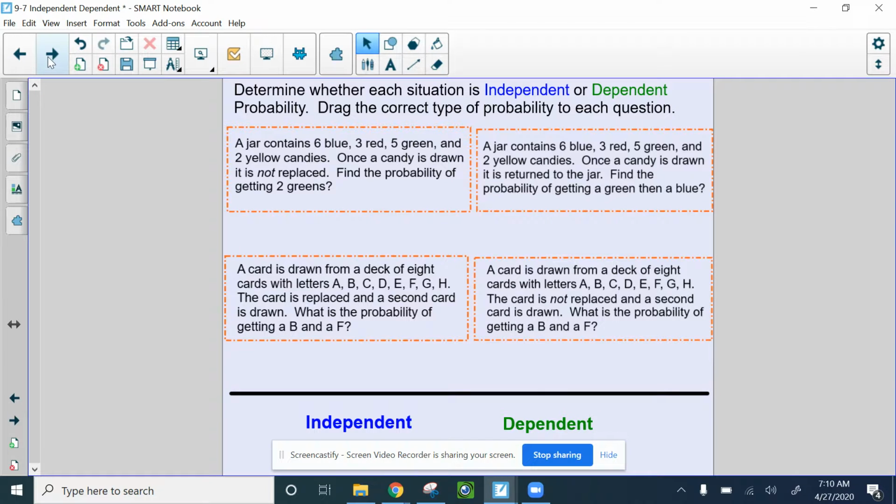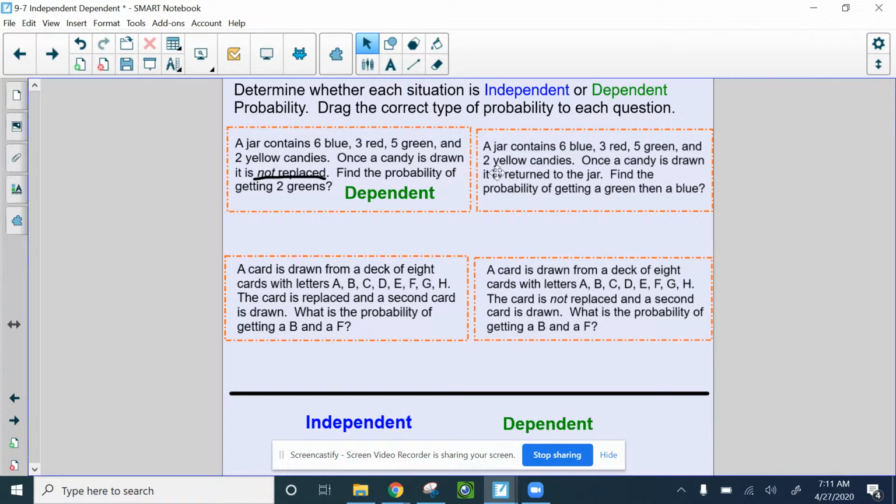Looking at this, I'm going to quickly go through some examples of independent versus dependent. If I have a jar that contains 6 blue, 3 red, 5 green, and 2 yellow candies, and once a candy is drawn, it is not replaced, then that would be dependent probability, because the second probability is going to be affected by the first one. Once I don't replace it, the total number is going to drop, so my probability changes.